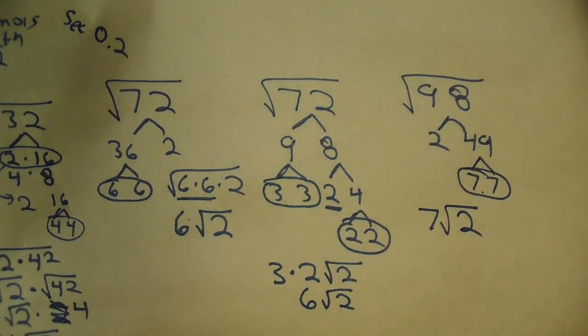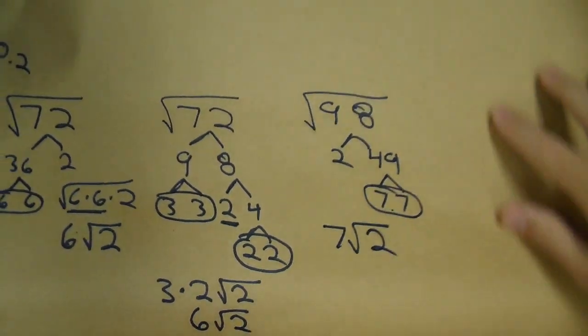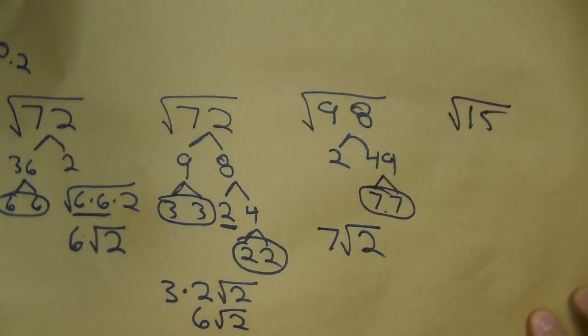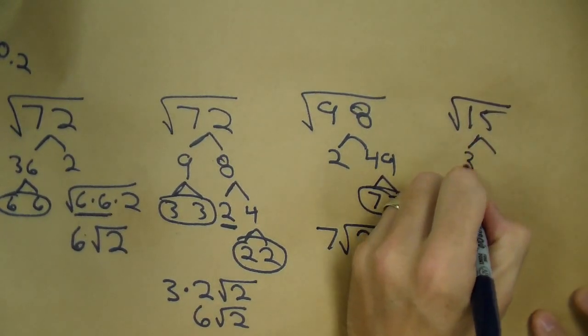Now, does it work every time? No, not quite. The simplest radical form, sometimes if we had something like the square root of 15. The square root of 15 is 3 times 5.